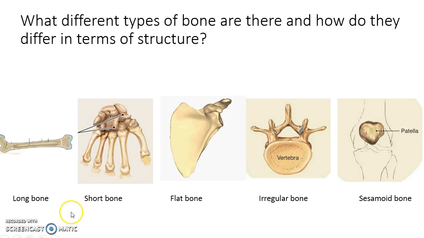So the carpals and tarsals, this is in the hand. These are the short bones. They basically help with support. Thirdly is flat bone.